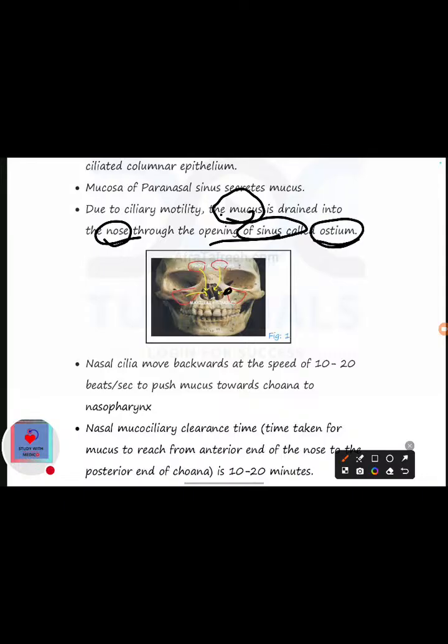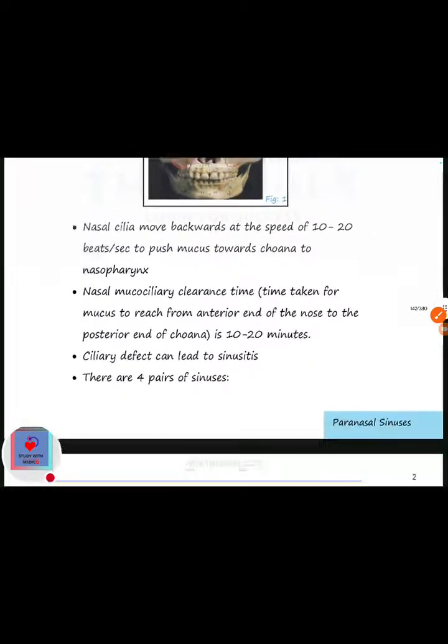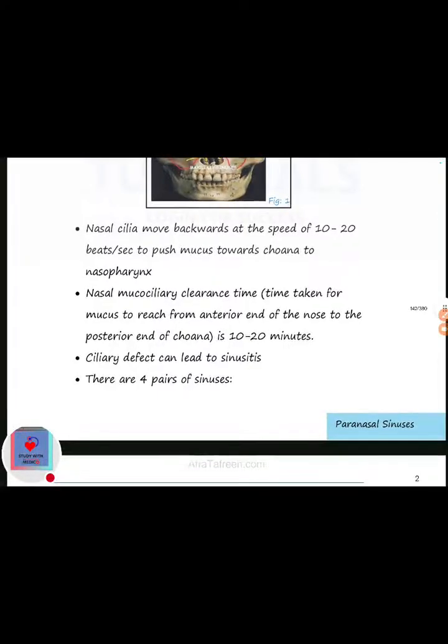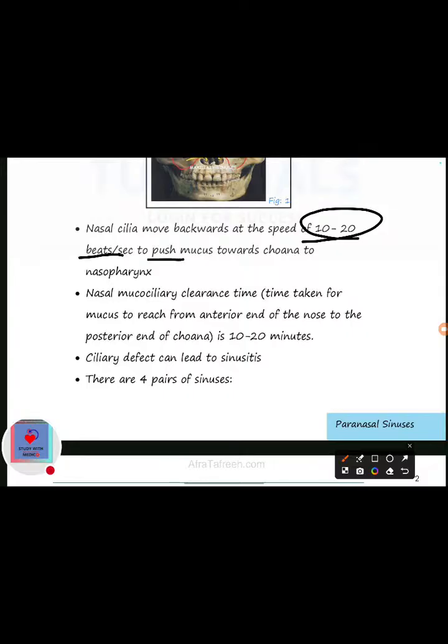This is the ostium. The ostium opens into the nose. This is because of ciliary motility, because we have cilia, pseudo-stratified ciliated, and the cilia move towards the nose. Nasal cilia move backward at the speed of 10 to 20 beats per second to push mucus towards the choana, to the nasopharynx. The mucus moves towards the choana, to the nasopharynx, at 10 to 20 beats per second.